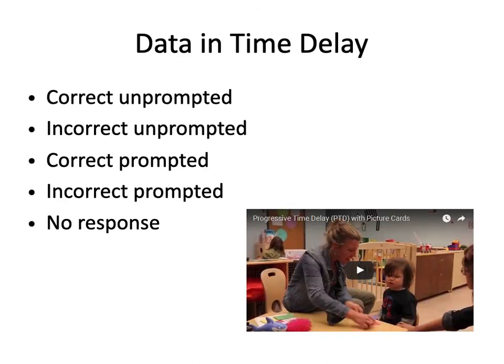You can use these time delay procedures in small group settings or one-on-one settings. It's flexible. When you use time delay procedures, the types of data you can collect might include unprompted correct response, unprompted incorrect response, prompted correct response, prompted incorrect response, or no response. So you can simply count these variables to report the data. We'll practice these time delay procedures and matching data collection methods when we meet again.